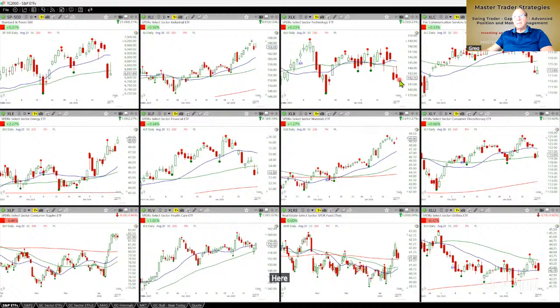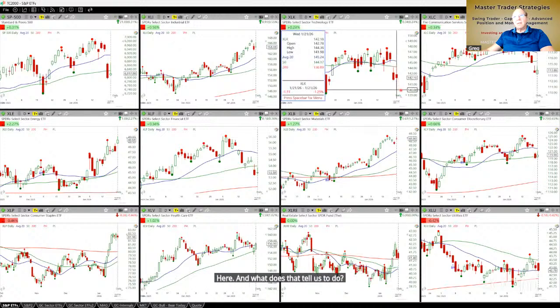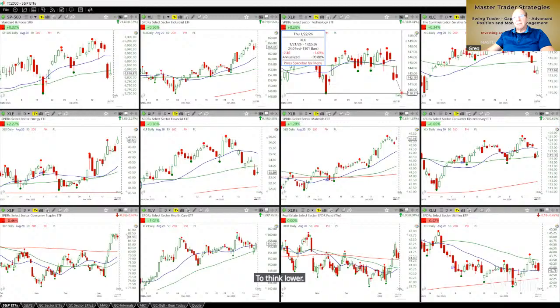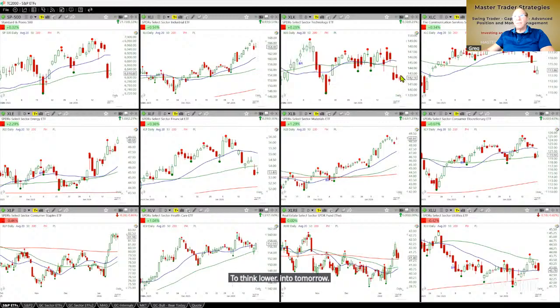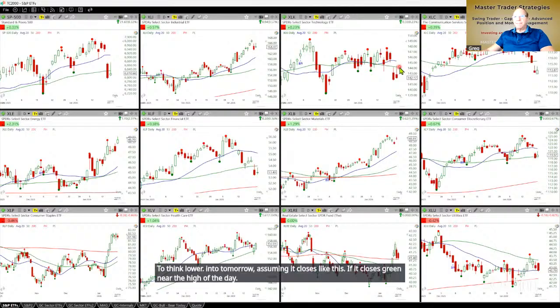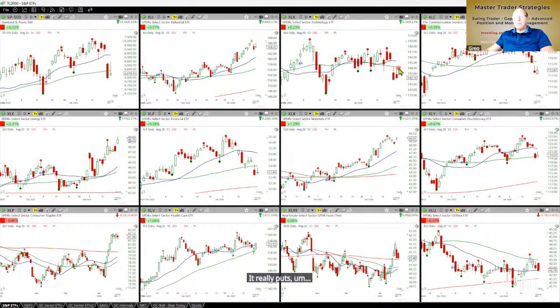And what does that tell us to do? To think lower into tomorrow, assuming it closes like this. If it closes green near the high of the day, it really puts a fly in the ointment of the bearish case. It's still broken down, but what if it goes all the way back up again? It could do that. Markets do crazy stuff. But if it closes like this, it says lower.